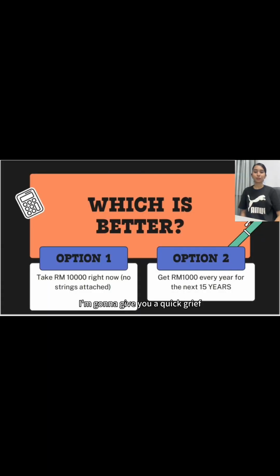I'm going to give you a quick brief on the difference between simple interest and compound interest. Let's start off with a quick game. Imagine I give you a choice. Option 1, take 1000 right now, no strings attached. Option 2, get 1000 every year for 15 years. Which one would you choose?